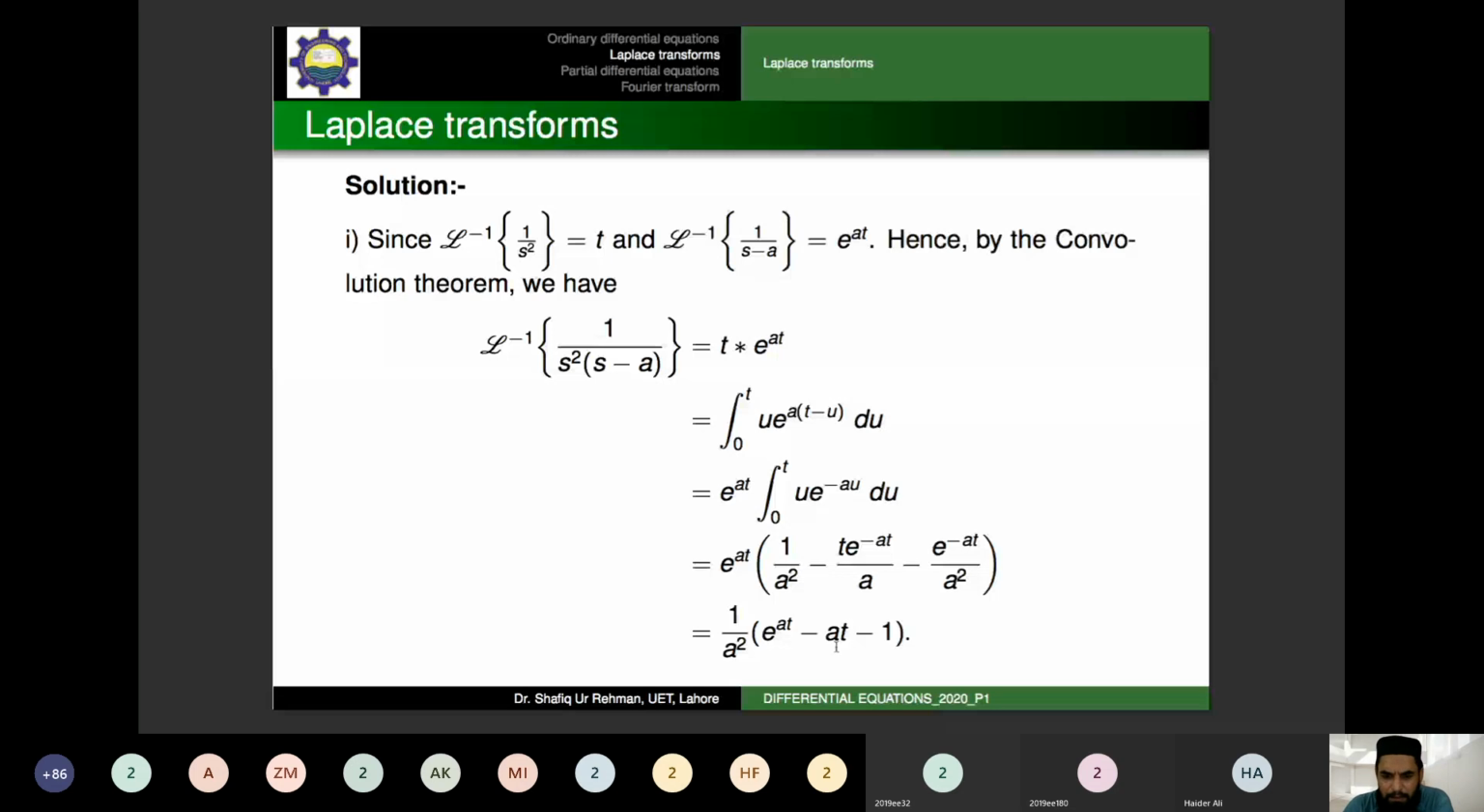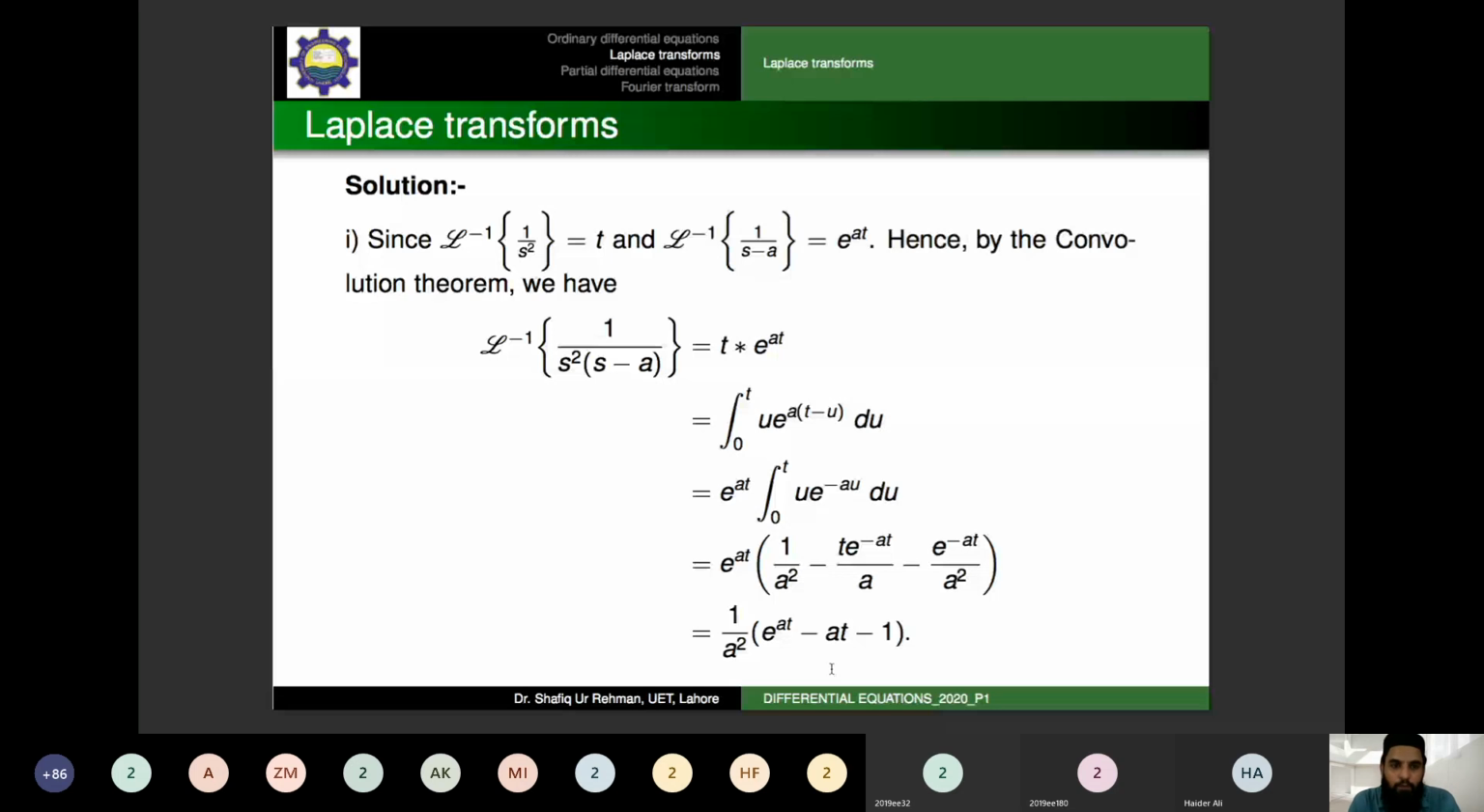Sometimes there could be a typographical error, so you can double check the answer. There might be a typographical error, but eventually, if you simplify this one, the answer is going to be a function of t like that.